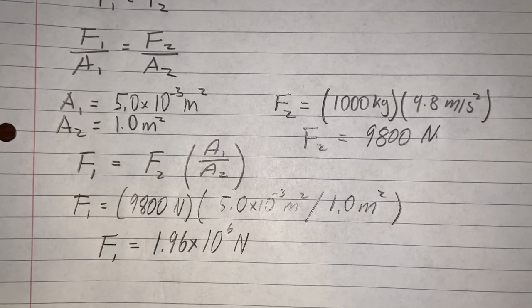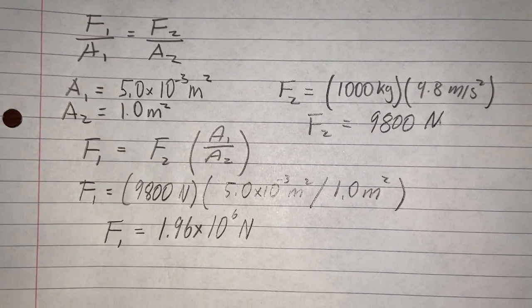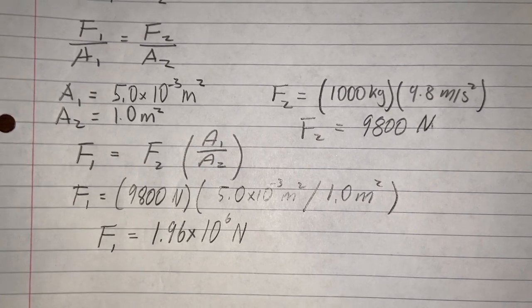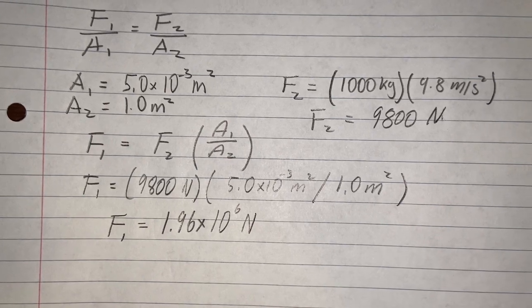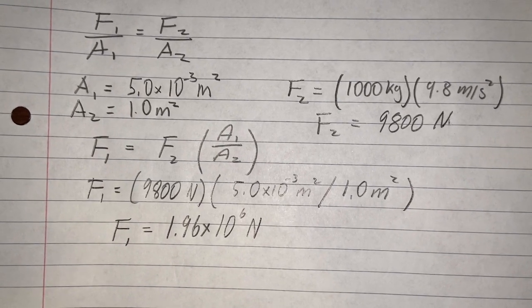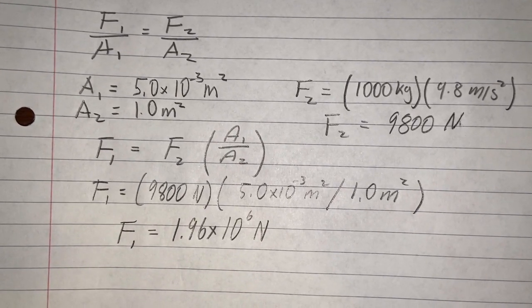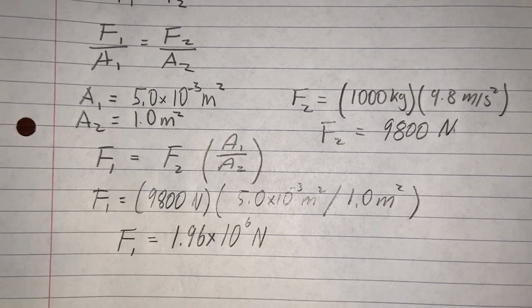And after you find that ratio and do some multiplication and division, we find that the force of the left side of the piston is going to be a pretty big value. I just put it in scientific notation, and that's going to be 1.96 times 10 to the 6 newtons.